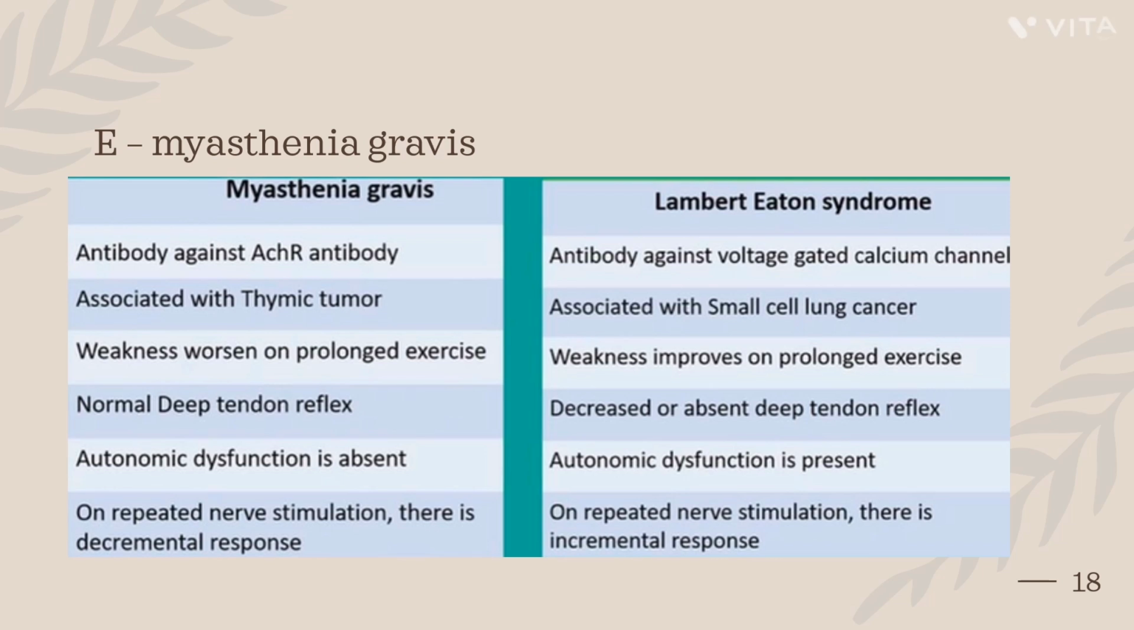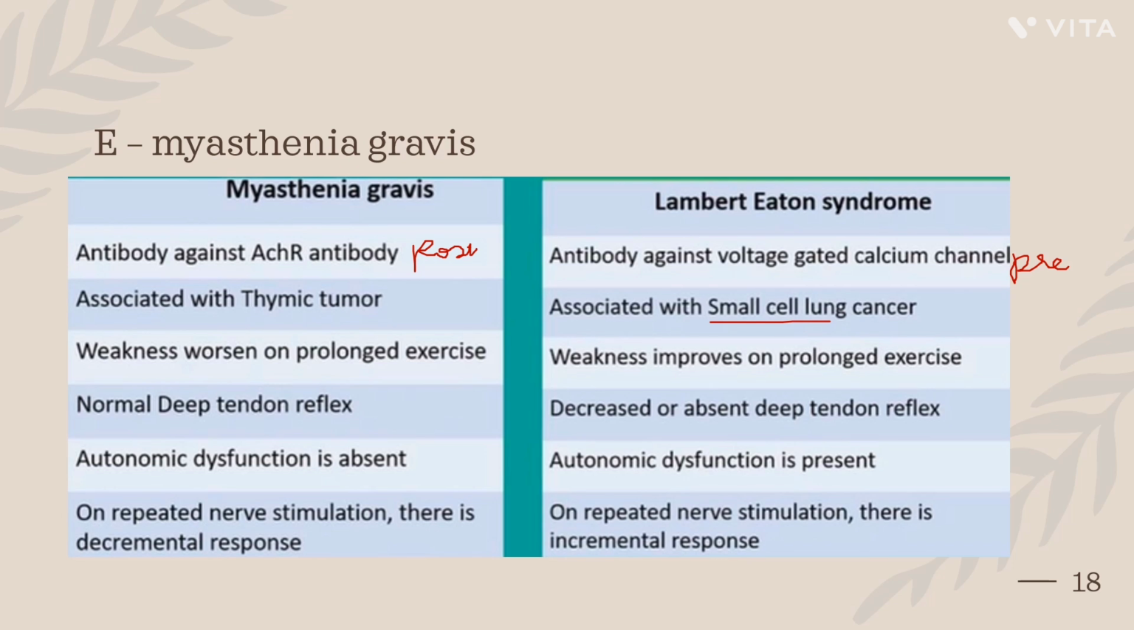We'll look at the difference between myasthenia and Lambert-Eaton because they are similar in some manner and different in some manner. So myasthenia is antibody against acetylcholine receptor, and it is a postsynaptic problem. Lambert-Eaton is antibody against voltage-gated calcium channel, and it is a presynaptic problem. Myasthenia is associated with thymic tumor, and Lambert-Eaton is a paraneoplastic associated with small cell lung cancer.